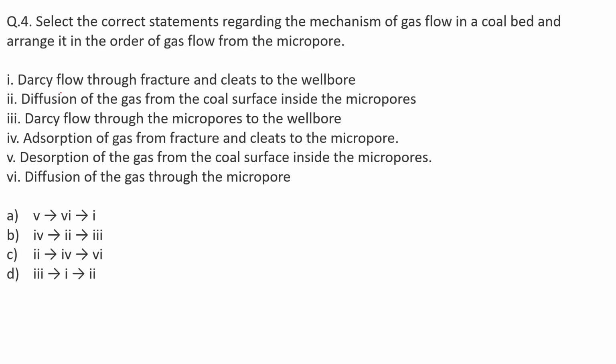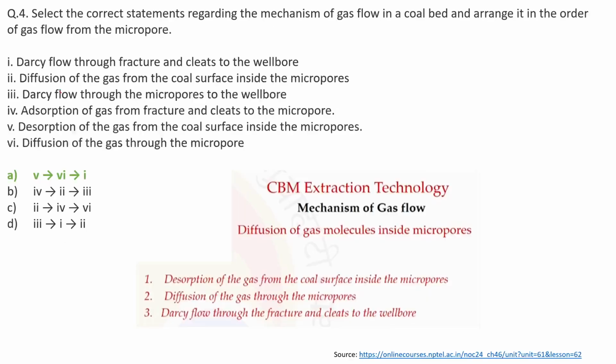So for that, option A is 0, 5, then 6, then 1. Option B, 0, 4, then 2, then 3. Option C, 0, 2, 4, and 6. And finally, option D, 0, 3, 1, and 2.